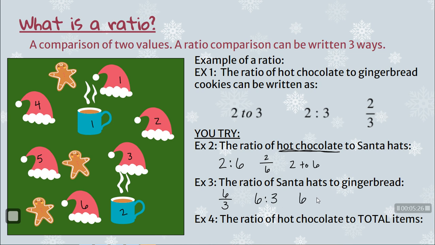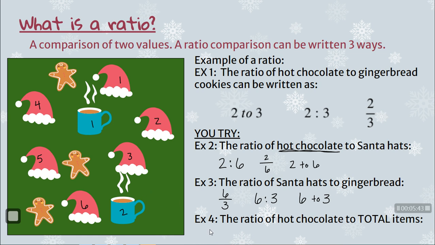All right, so then we have 6 to 3, and then we can also write it 6 to 3. Notice I read all of these the same exact way when we're talking about ratios, 6 to 3. Okay, the last one, ratio of hot chocolate to all total items.